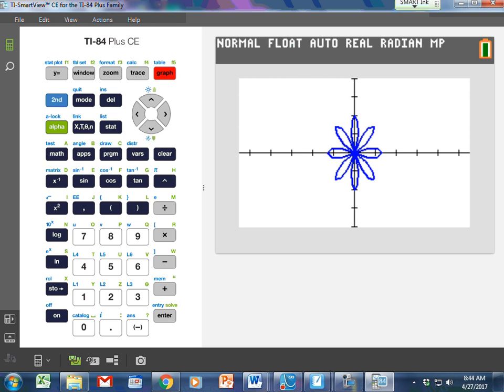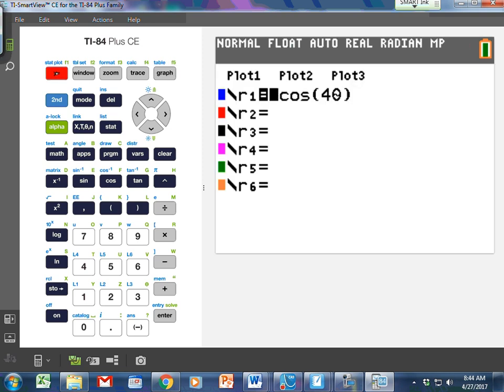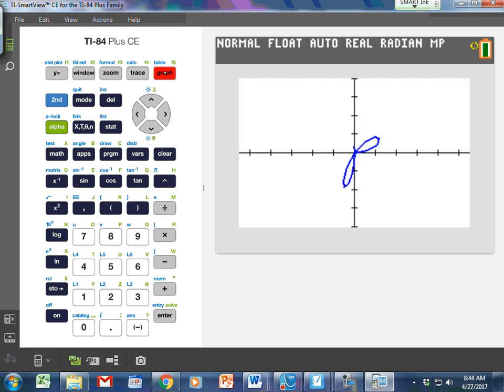Okay? And then what happens though if we were to change this to sine? Would it change it? Does it change the graph? What do you think? Yeah, it does, right? How did that change it? But the symmetry is still the same. It still has the same type of symmetry as the other.